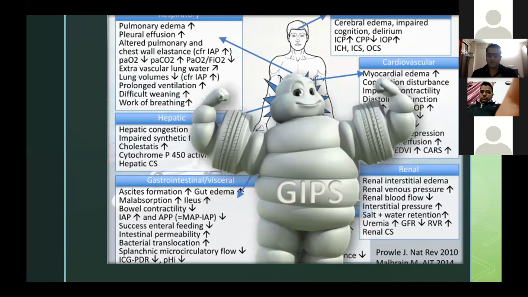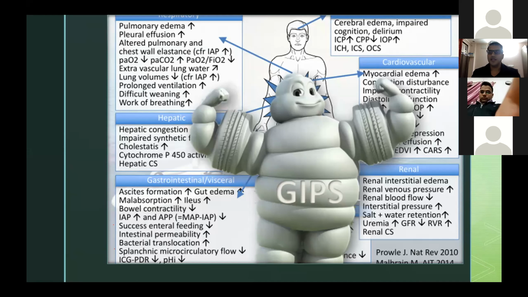So this is what fluid is actually doing to the whole of the respiratory system. Not only the respiratory system, coming to the hepatic system: hepatic congestion, cytochrome P450 activation, increase in cholestasis, impaired synthetic functions. Even in the GI, we have ascites, gut edema, malabsorption. There's a decrease in bowel contractility, leading to decrease in the success of the enteral feeds, increase in intestinal permeability, increased bacterial translocation.